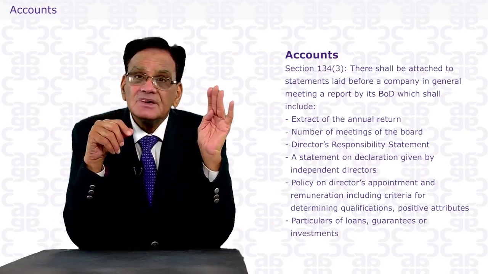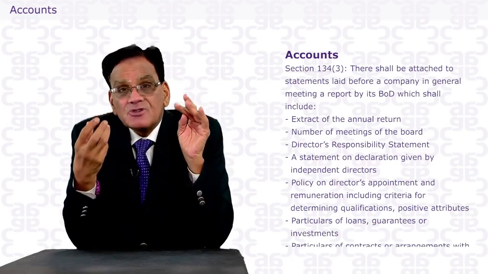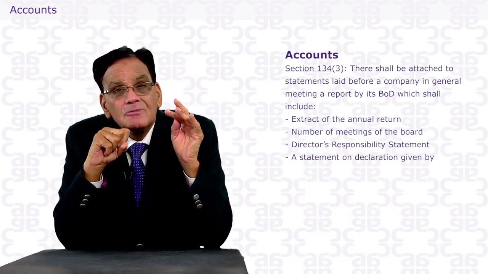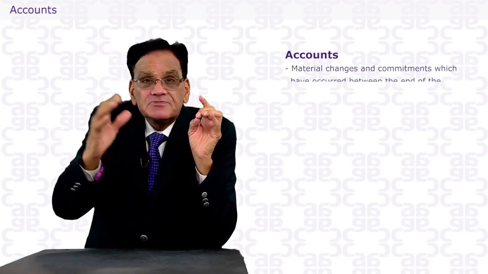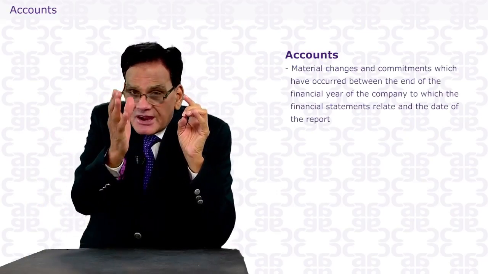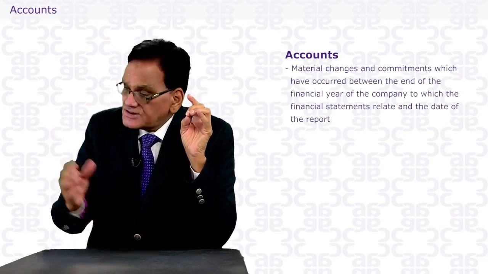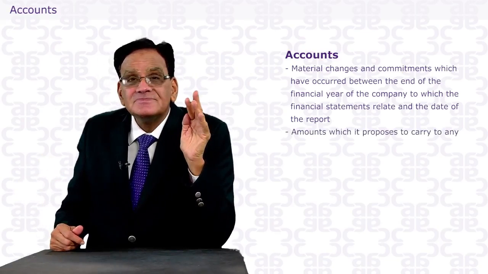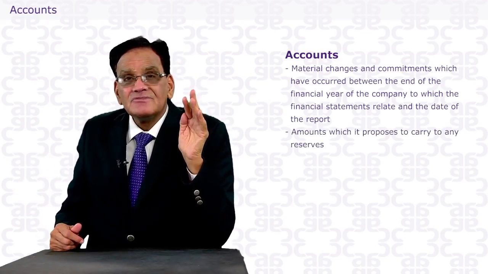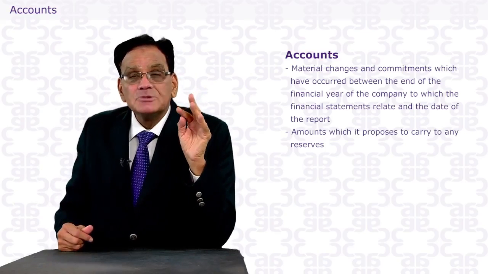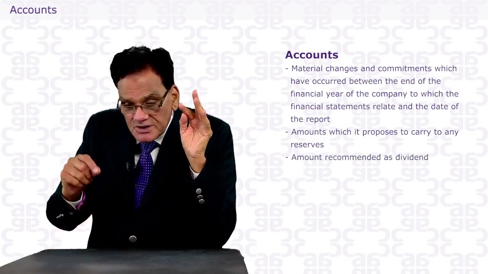Then further, what is the state of affairs of the company? Give a little description of the state of affairs of the company. Then, what material changes or commitments have taken place between the end of the financial year and the date of the report? Kindly incorporate them. How much reserve should be transferred, which the board thinks should be transferred to reserve? Indicate. How much dividend you recommend should be included in the board report?